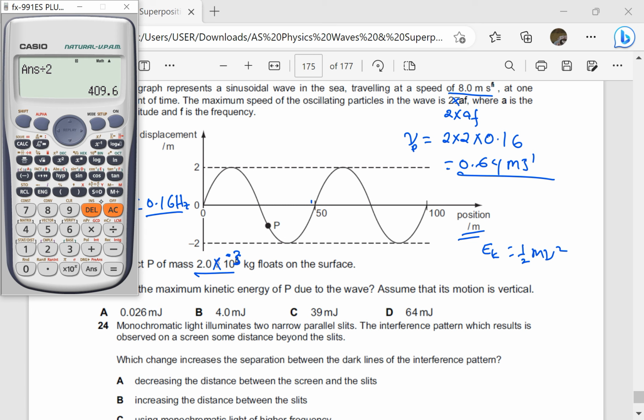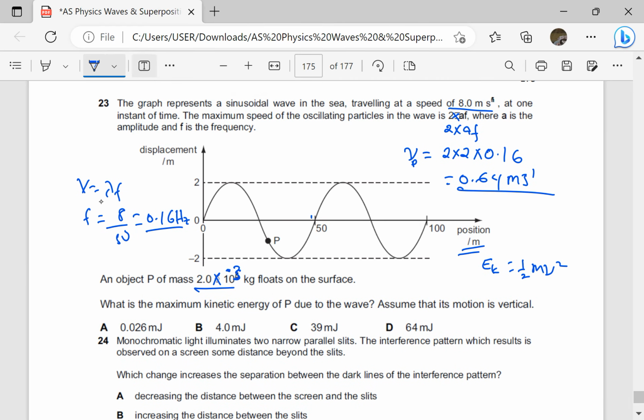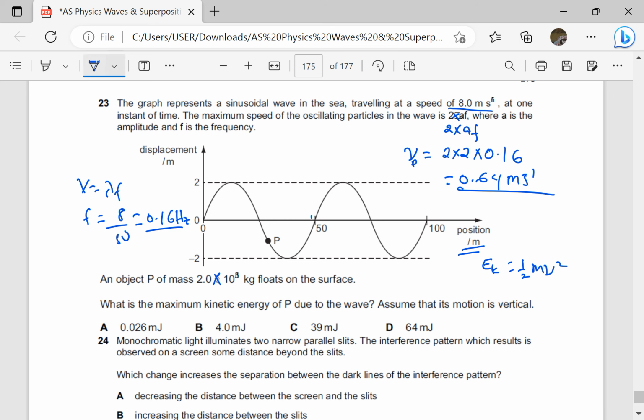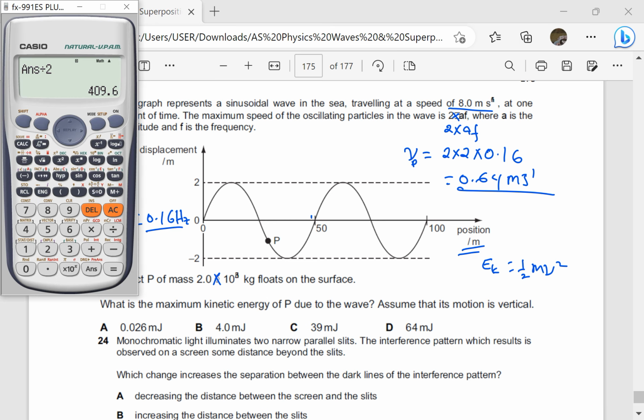So the problem is the power of 10 here of the mass, which is not very visible. It is not easy to detect. So I'm getting 4, and that is not in milli. Okay, let's check this again. Suppose it is the question paper, it was like that. That's why I'm trying to guess so that we can arrive at one of the most appropriate values here. So 0.64 squared times 2 exponent 2 divided by 2. So maybe it was exponent 1, I guess.